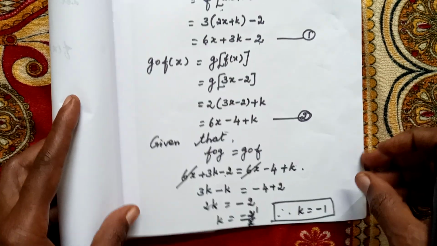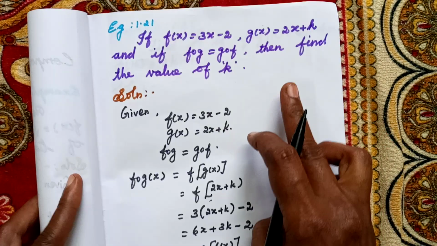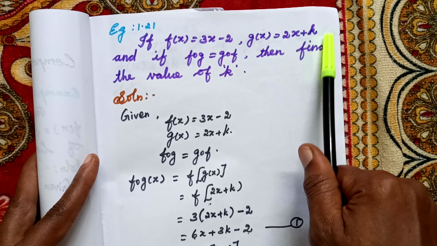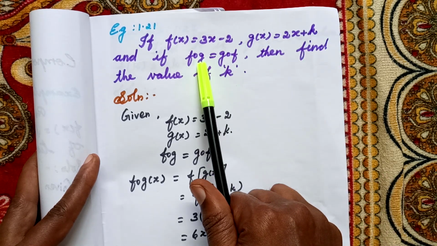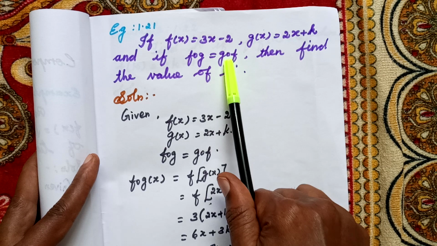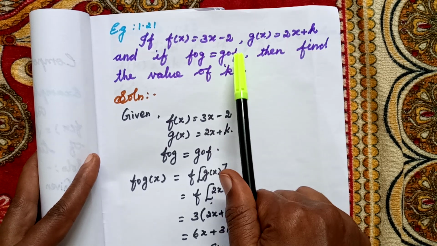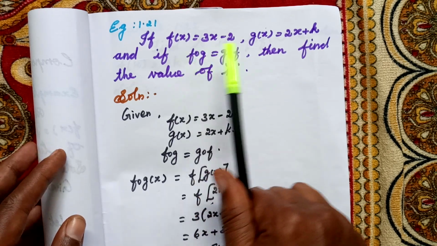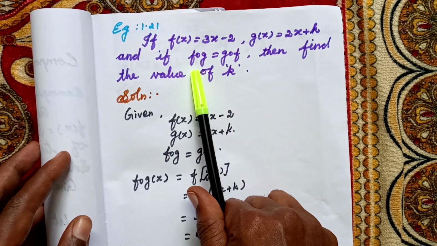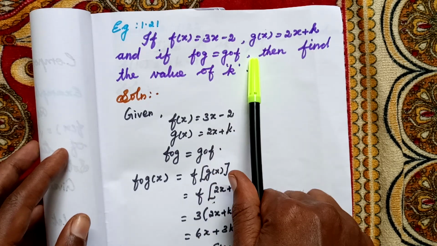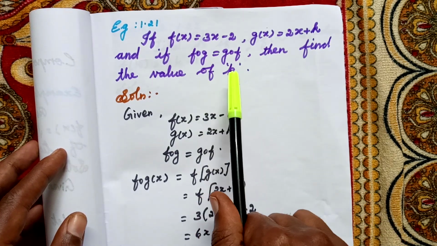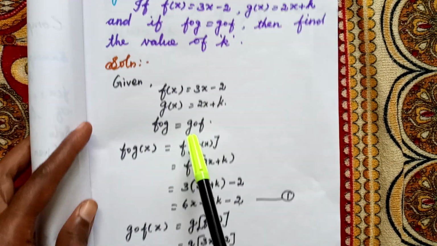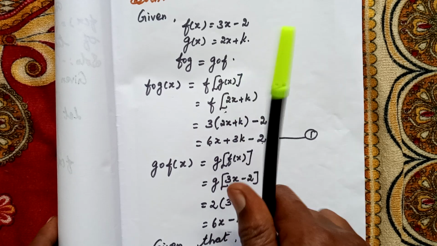Any doubt? Once again I am explaining. What's the question? f of x is 3x minus 2, g of x is 2x plus k. What is given? f composite g is equal to g composite f. In the previous class, I took problems to prove whether it is equal or not equal. Here it is given as equal, and we have to find the value of k.